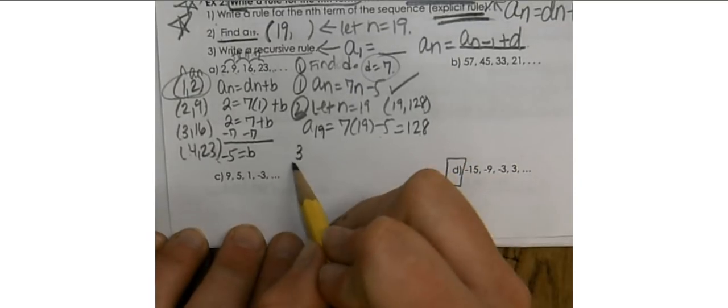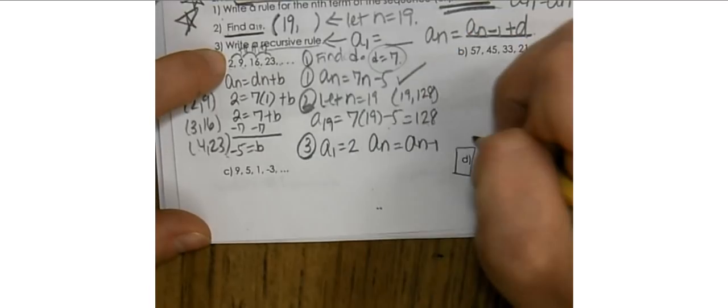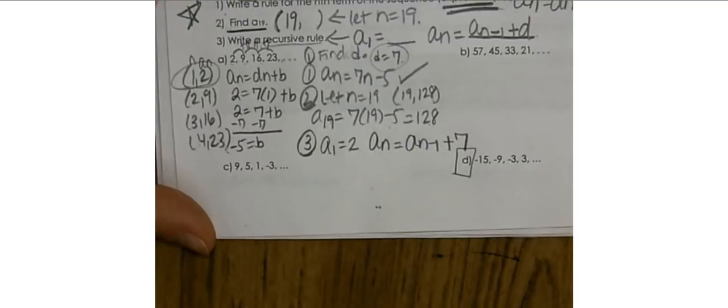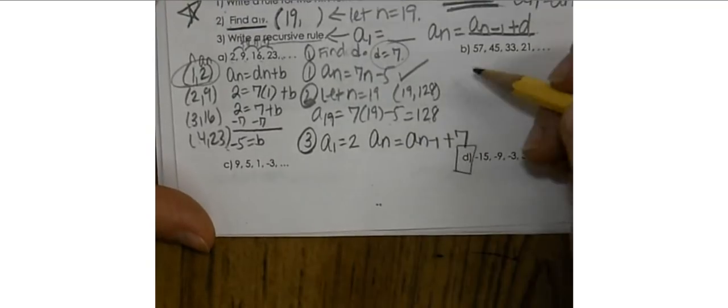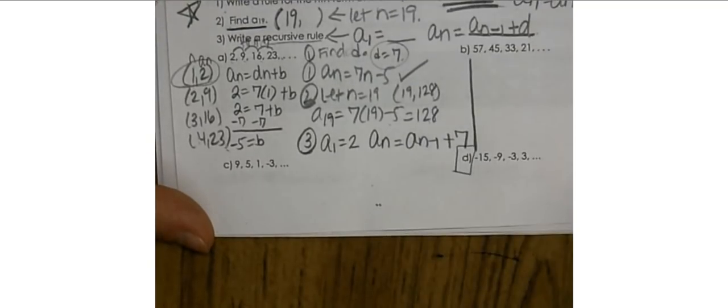The third thing we need to do is write ourselves a recursive rule. My first term is 2, so I'm going to write a sub 1 is equal to 2. And then in order for me to come up with my next term, I'm going to take my previous term and work with my common difference. I'm going to add 7. And there is your rule. There's nothing more for you to do. Let's go ahead and look at letter B.